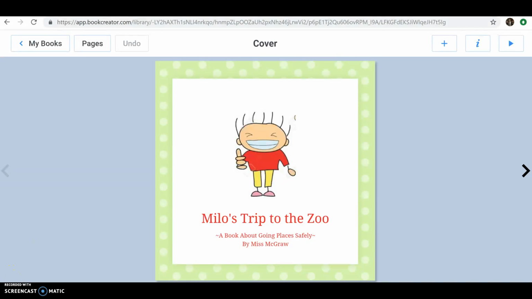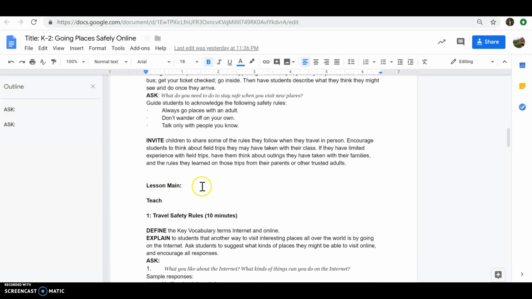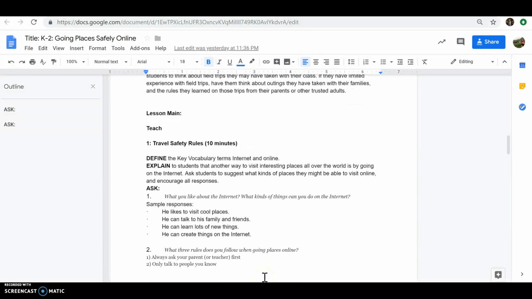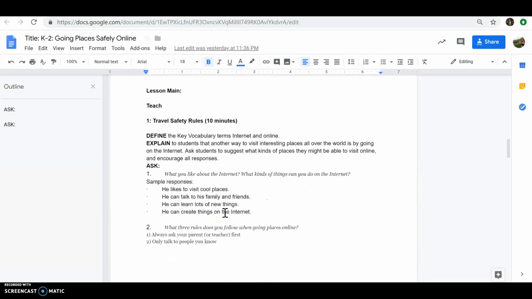for the lesson plan. And I think a really effective place where this book could be used in the written lesson would be after this warm-up here, where students are invited to think about how they travel in public, how they stay safe in public, and right before the main teaching portion of the lesson, in which students get into the more in-depth part of establishing rules about how to stay safe online.